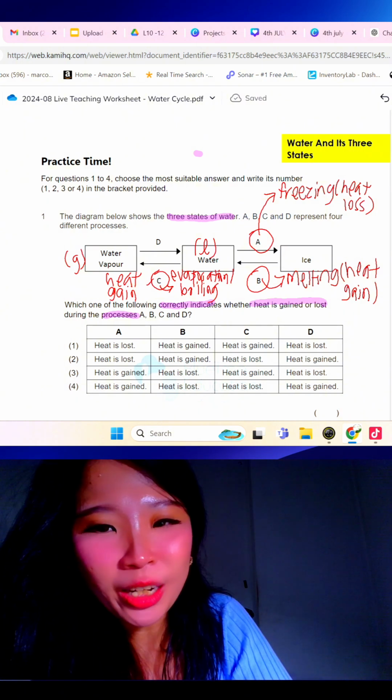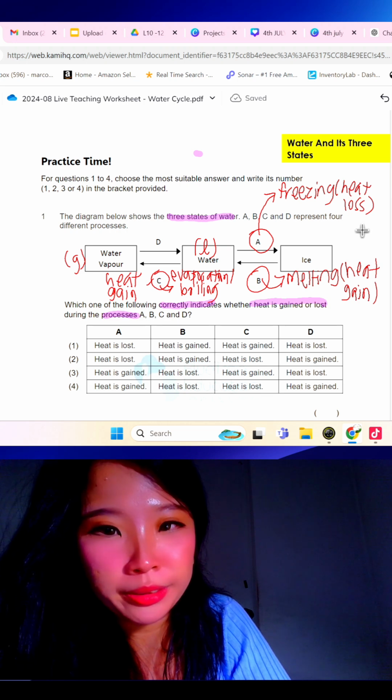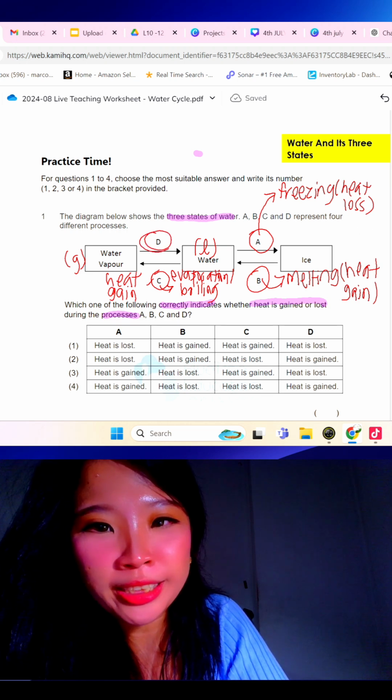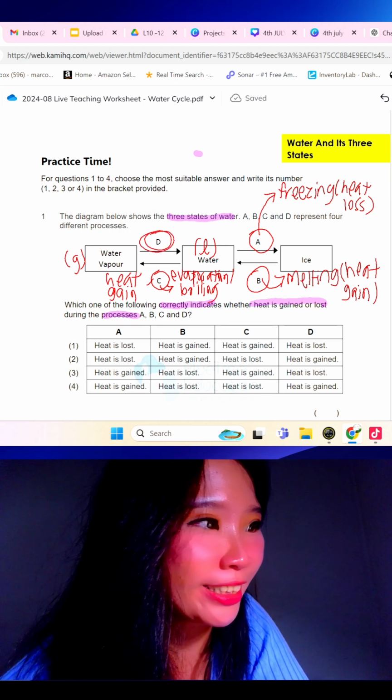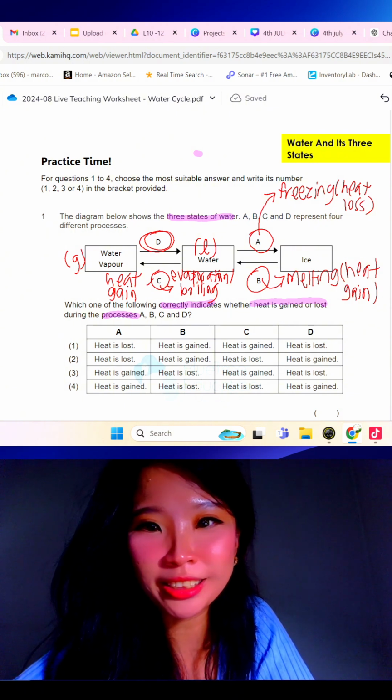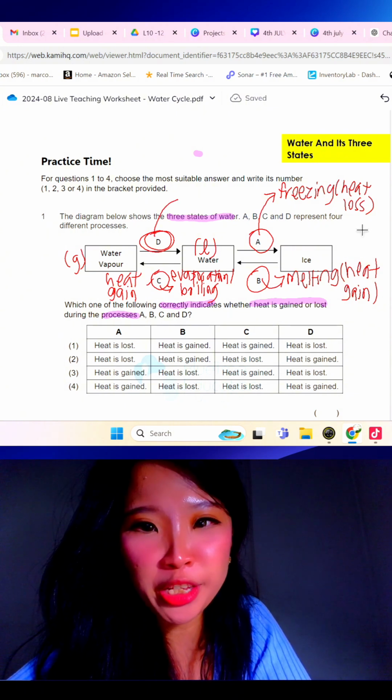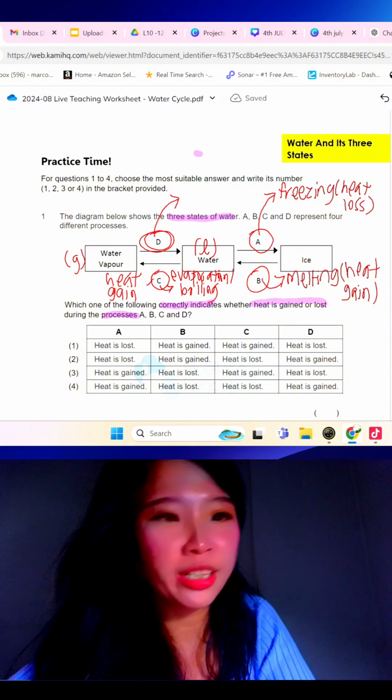Now, water vapor to water. What process is this? Can someone tell me what process is this? Anybody knows? Type in your answer.